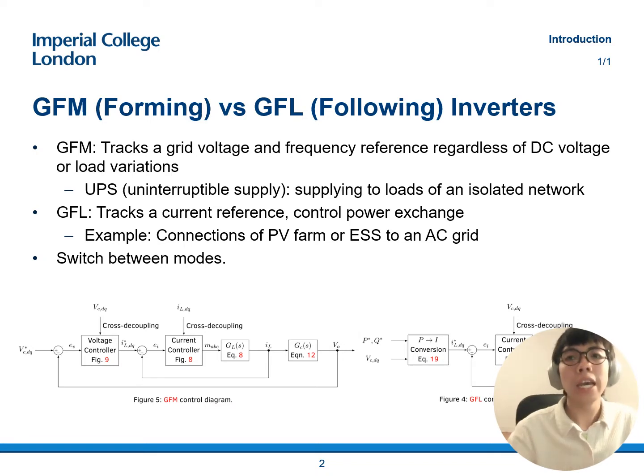In contrast, a grid-following inverter tracks a current reference and controls the power exchange, namely the real and the reactive, or the P and Q power exchange. An example of this is when we connect a renewable energy source such as a photovoltaic solar panel farm, a wind turbine farm, or other sorts of energy storage solutions to an AC grid where there is already quite a bit of synchronous generation, which determines its actual operating voltage reference.